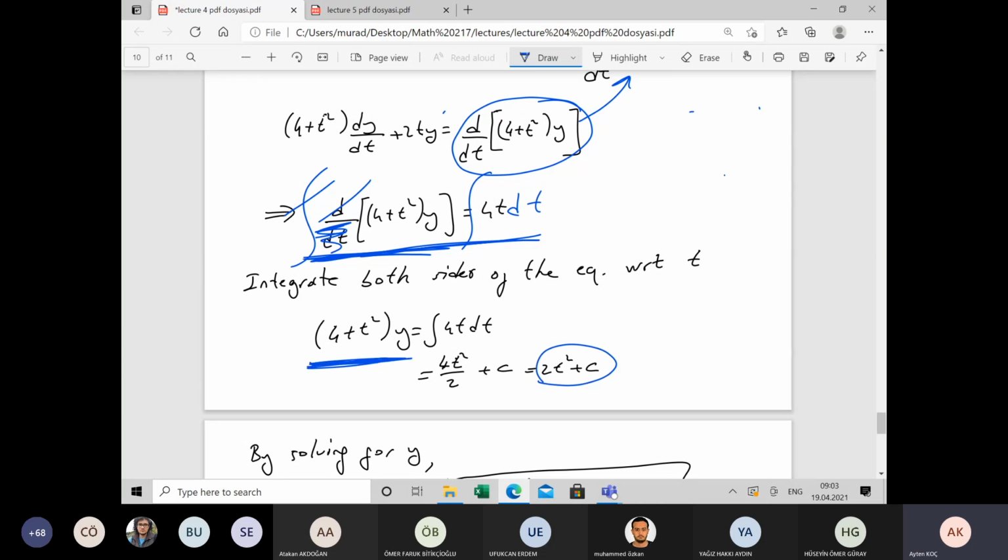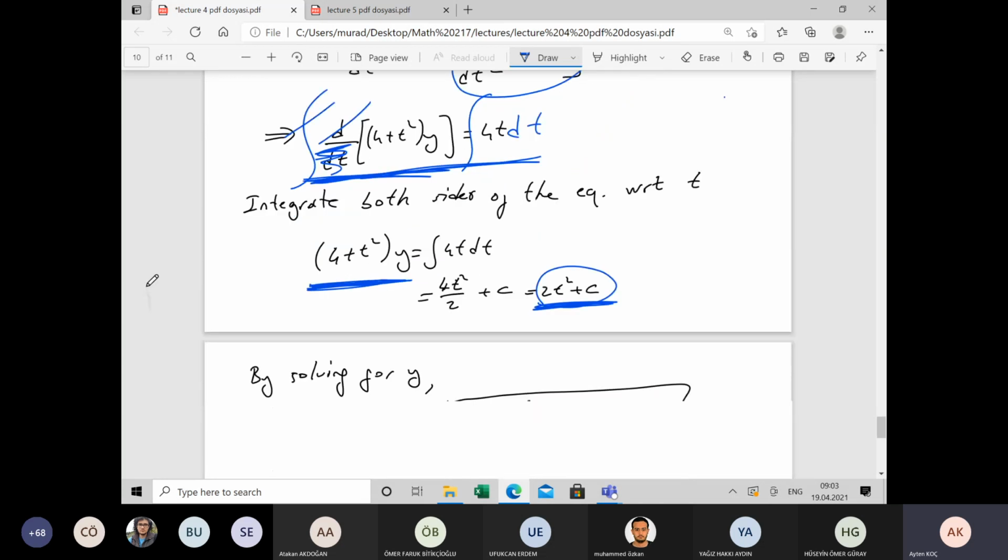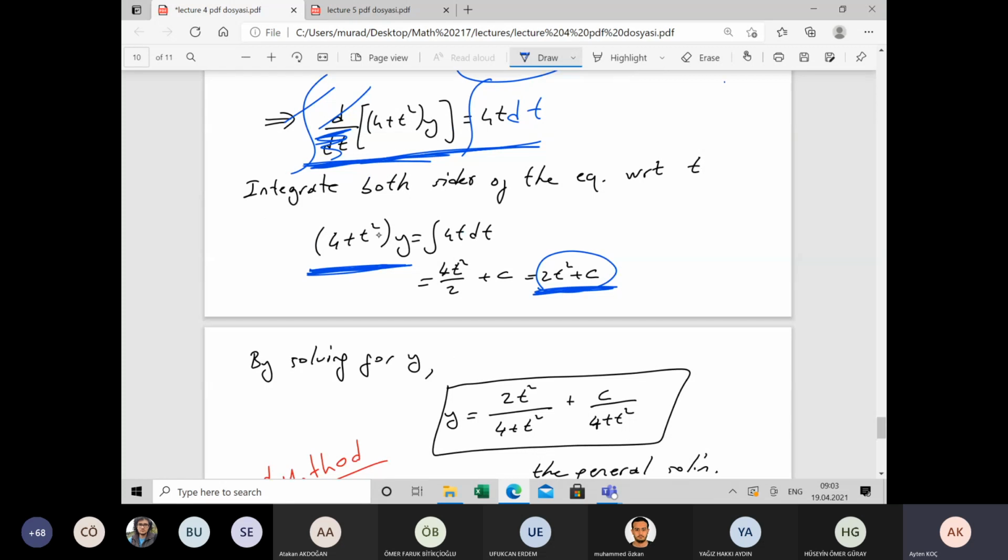Our aim is to solve for y here, and y is equal to t squared over 4, t squared plus c over this one. Yes, we obtain the solution.